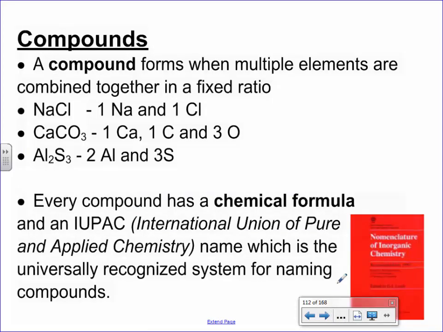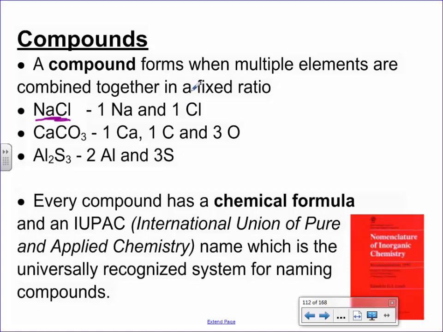Now, I use that as my intro to compounds because that same concept applies, but now when we talk about compounds, we have to take these elements and put them together. So, for example, if I give you NaCl, which is a compound, it means that we have 1 sodium and 1 chlorine. If there's ever 1s, we don't bother writing the number 1.